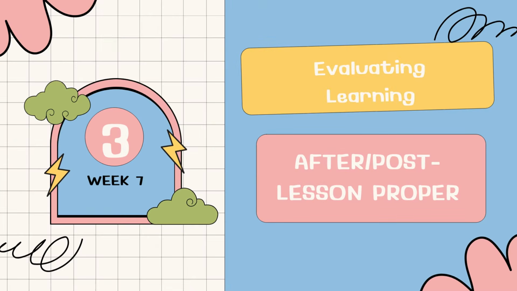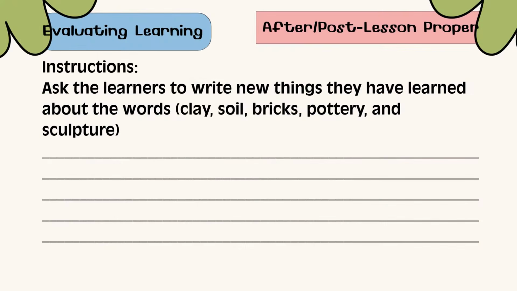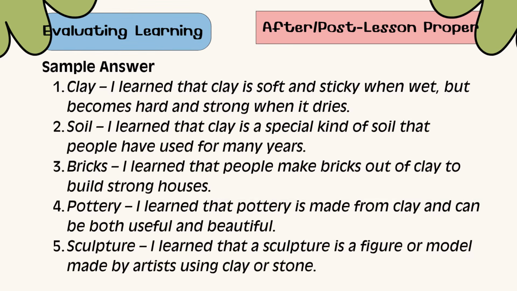Evaluating learning. Instructions. Ask the learners to write new things they have learned about the words clay, soil, brick, pottery, and sculpture. Here is a sample answer.